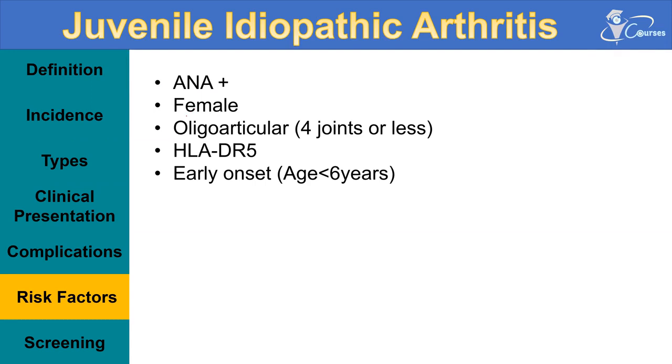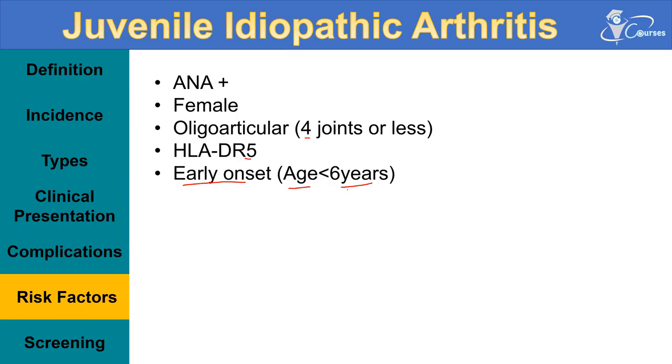The female gender is also at particular risk. The oligoarticular form, as we mentioned, with the presence of 4 joints or less, is at particular risk. The presence of human leukocytic antigen DR5 is at particular risk. The young age or early onset, less than 6 years, is also at particular risk. So to remember it, remember Anna female 456. These are the criteria for a high risk for development of uveitis in juvenile idiopathic arthritis.